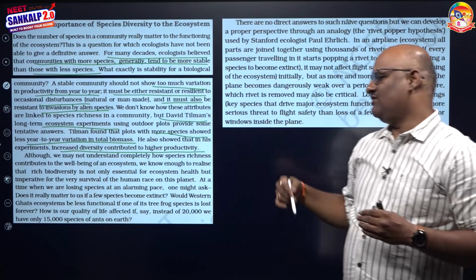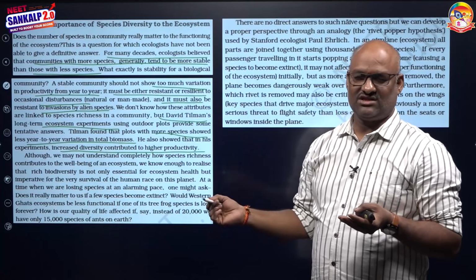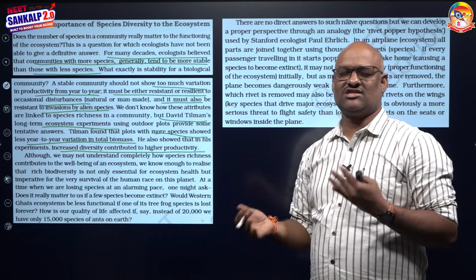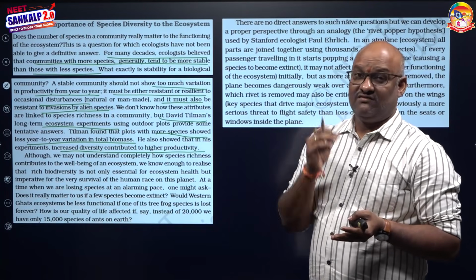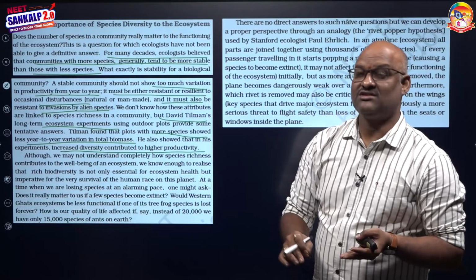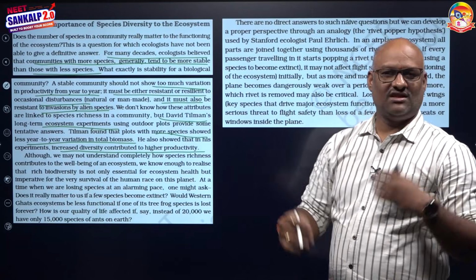But if you lose some of the species in the ecosystem, then if there is any damage to the ecosystem, obviously yes. But if the species is very important to that ecosystem, then that will be true. If not, that cannot be possible.